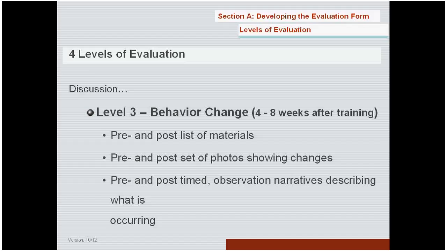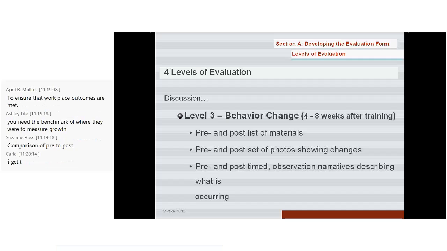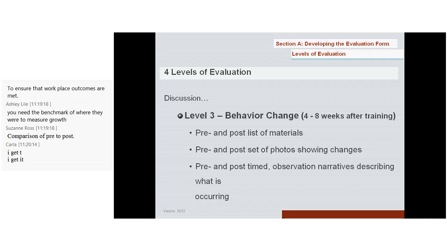So the idea is that you get a baseline, okay? If you're going to give a workshop on the learning environment and what makes a really good setup, 2 weeks or 3 weeks before the training, you might ask everybody to send you a diagram of how their room is right now. Now, why would you ask them for that? Think evaluation now. Why would you ask them for a diagram before you do the training? Again, comparison of pre to post.